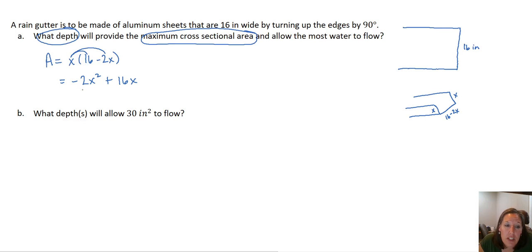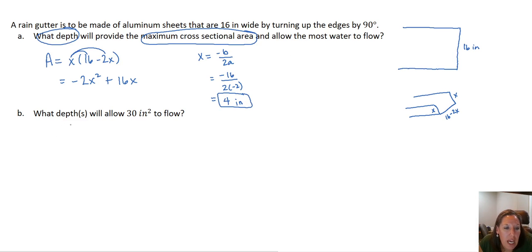And that maximum is going to occur at the vertex, and that's going to be when x equals negative b over 2a. So negative 16 over 2 times negative 2. That's going to, negative and a negative are going to divide out and give us a positive. 16 divided by 4 is 4. And so our answer here is 4 inches is going to be the depth that will maximize that area and allow the most water to flow through it.